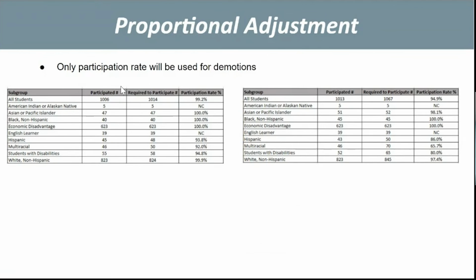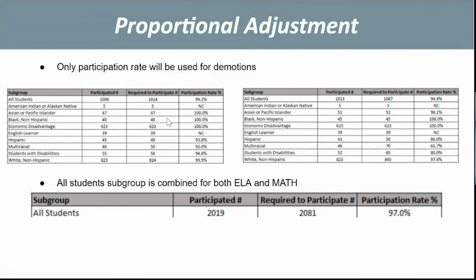So with that, we're only going to receive a proportional adjustment based on our participation rate. So we're not going to get it by a low ELA score or a low math score or a low graduation. They're just looking at the participation rate. So for that, I put together a little graph here with our participation rates. And what we're really going to do is combine for our all students. So for our all students, we're going to combine math and ELA.